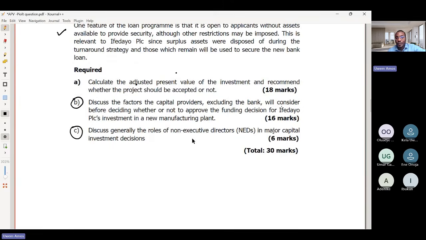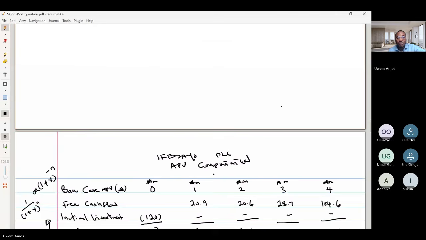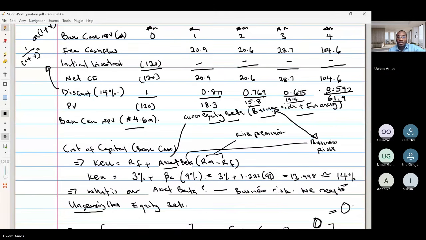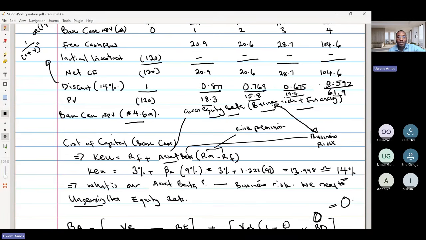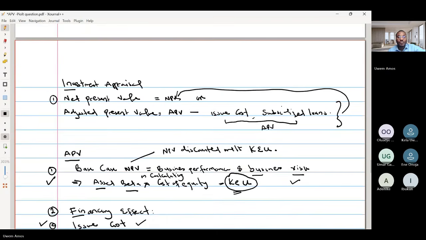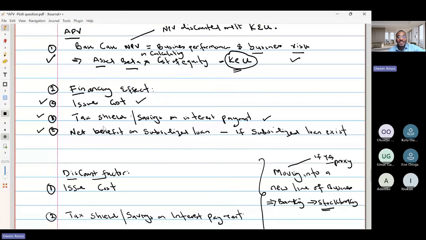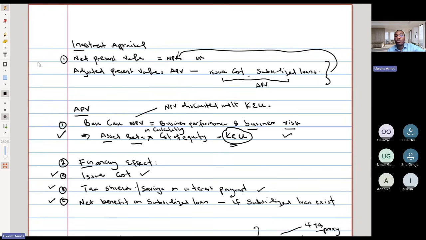All right. Okay. So we said our financing effect would be our issue cost, our tax shield, and our net benefit on subsidized loan. So when a company decides to borrow money, you incur some form of issue cost. So for Ifedayo & Co., what would be the issue cost? Let's go to our question and see how much do they need and what would be the issue cost.